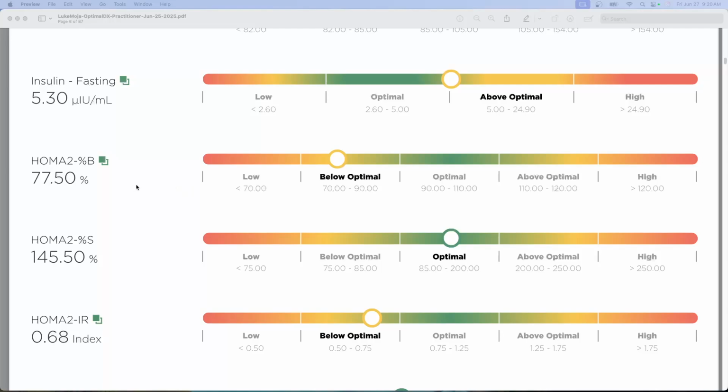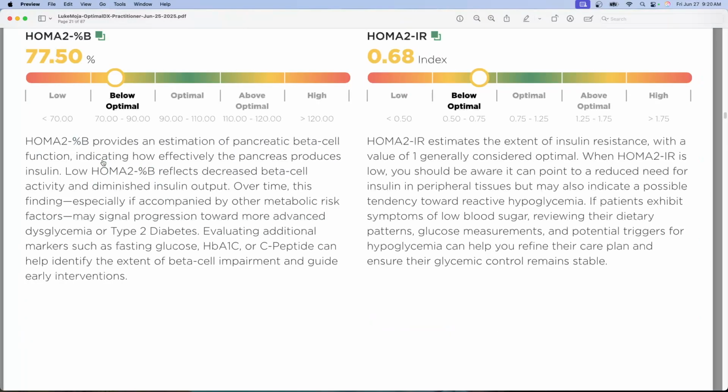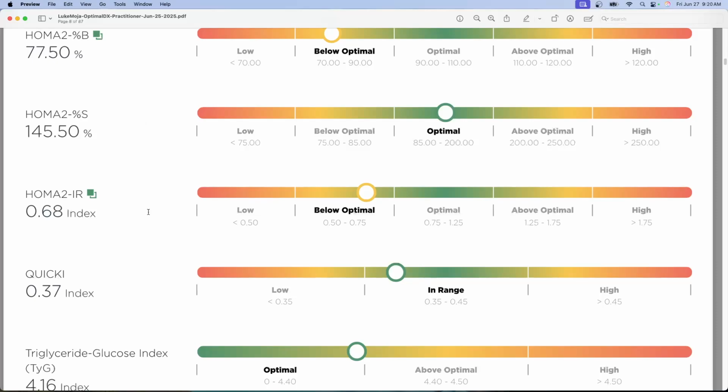The cool thing with this report, you can click on these little green boxes here, and it'll take you down and give you an explanation of what that means if you're low or high and about that range. So again, this talks about an estimation of pancreatic beta cell function. Low would reflect decreased beta cell activity and diminished insulin output. So that's one of their little estimation numbers.